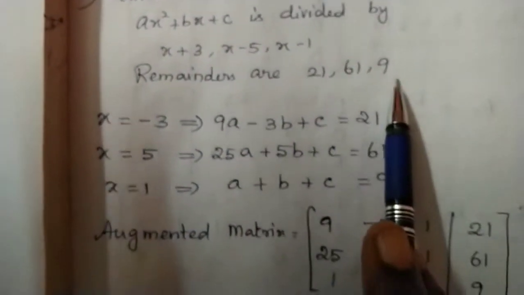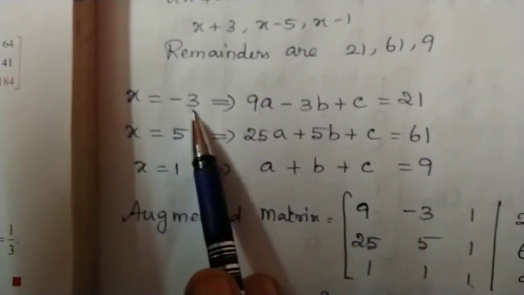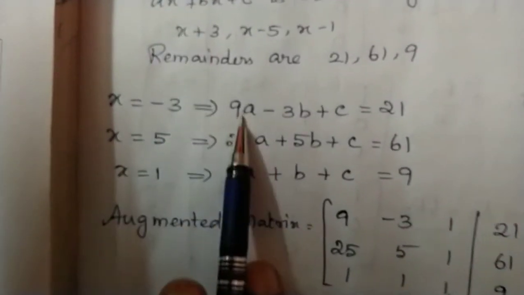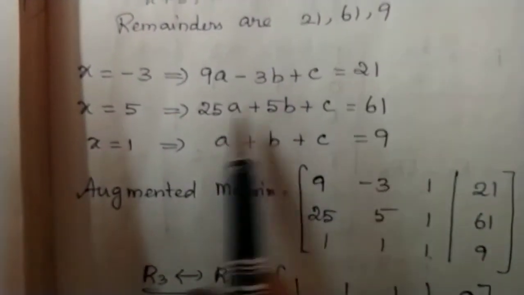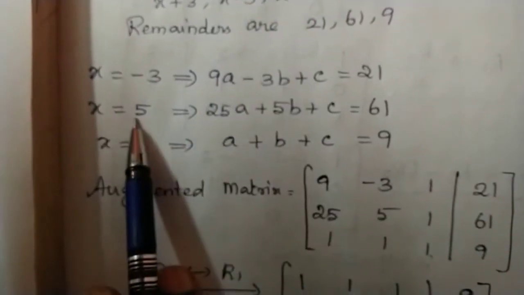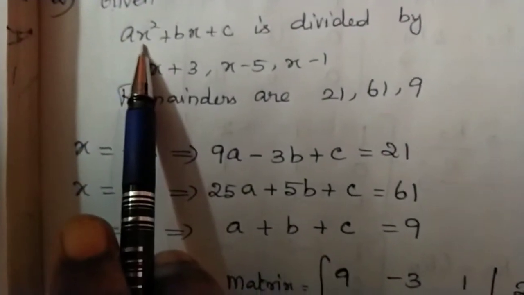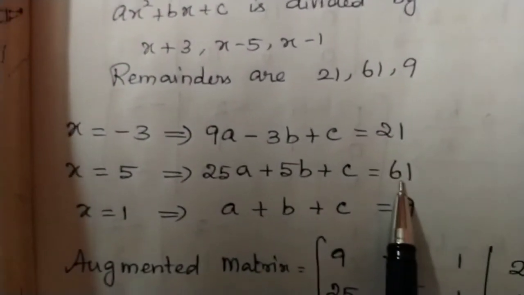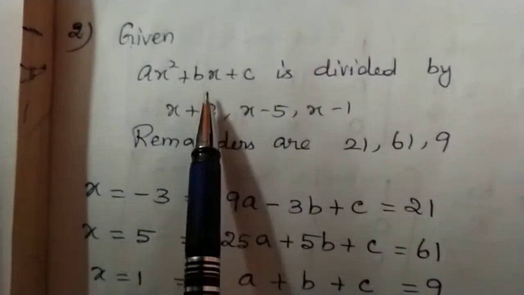The remainders are given. Substitute x equal to minus 3, since x plus 3 goes to that side as minus 3. Substitute in this equation: a times minus 3 whole square 9, 9a minus 3b plus c equal to the remainder 21. Now x minus 5 means x equal to 5. Substitute x equal to 5 in this equation, 25a plus 5b plus c equal to the remainder 61. Next, x minus 1 means x equal to 1. Substitute, a plus b plus c equal to the constant 9.